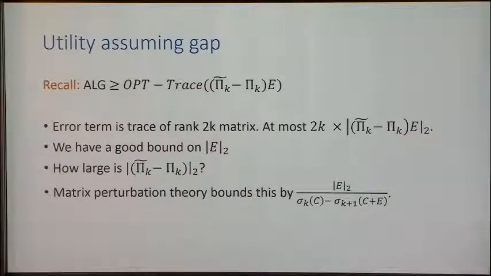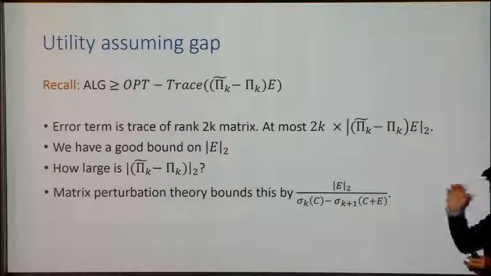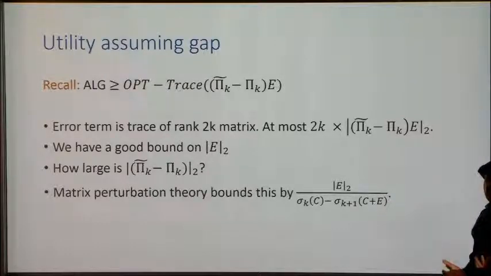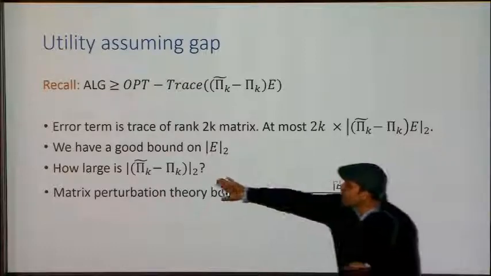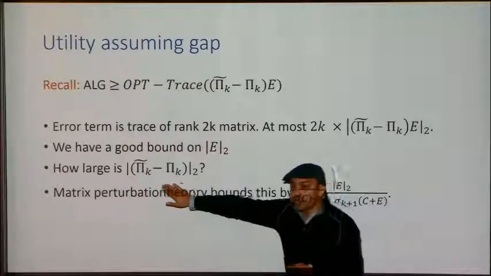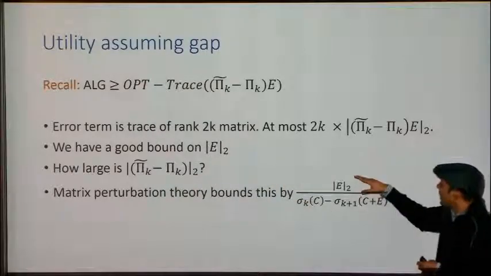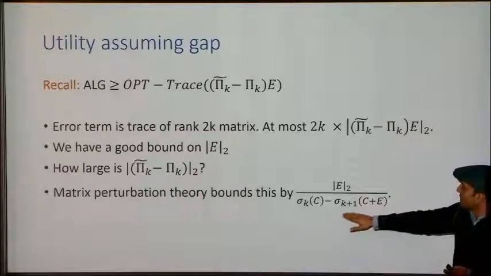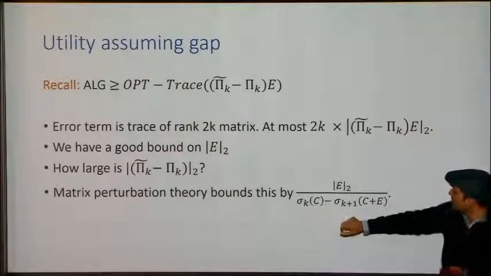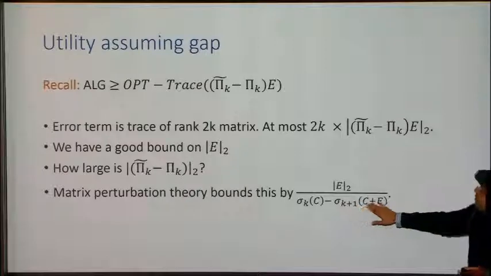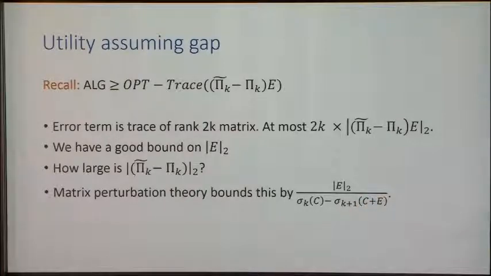And we are, of course, not the first ones to ask this question. This is an old question in matrix perturbation theory. What's known as the Davis-Kahan sine theta theorem, or variants of that, basically says that this error, the difference between pi k and pi k twiddle, becomes smaller as the gap between the kth and the k plus 1th eigenvalue increases.